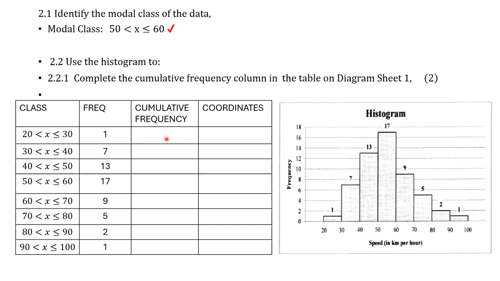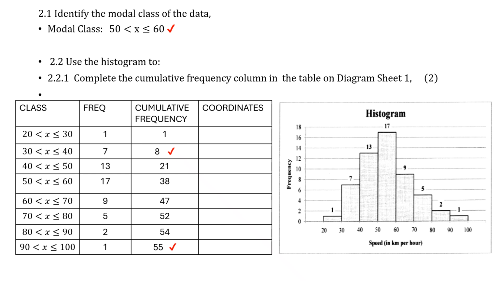Now for cumulative frequency, I'm adding, so 1 plus 7 gives me 8. 8 plus 13 gives me 21. 21 plus 17 gives me 38. 38 plus 9 gives me 47. 47 plus 5 gives me 52. 52 plus 2 gives me 54. And 54 plus 1 gives me 55. So all in all, we were looking at 55 motorists.